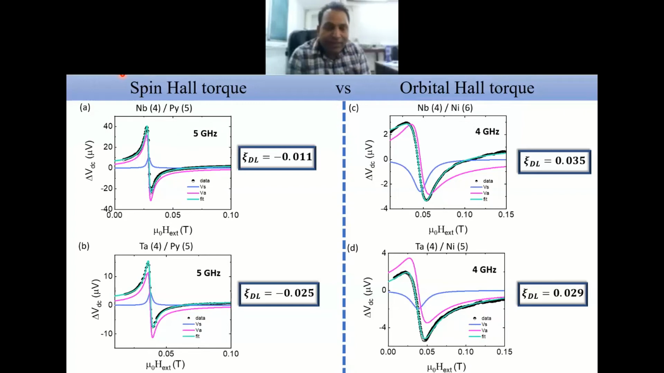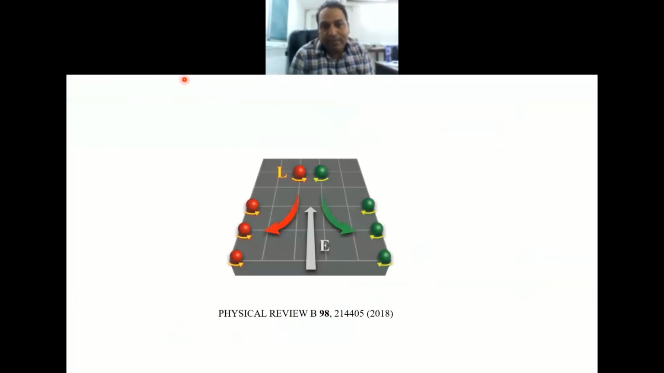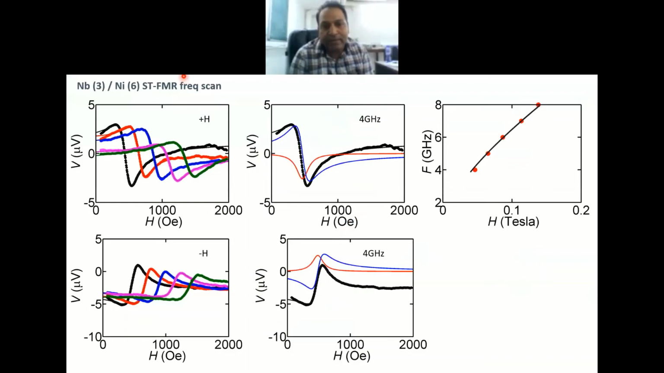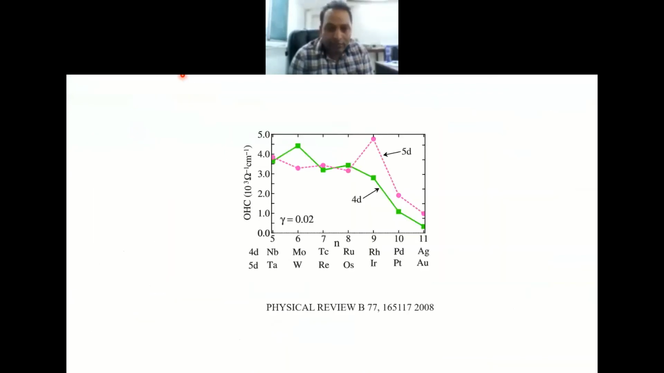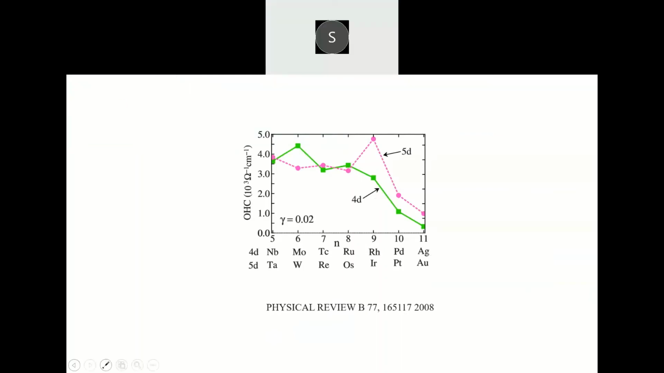Actually, I have the same question as Professor Murli, because how do you conclude that this is orbital Hall effect? Because the measurement is the same, the niobium is the same. There should be a way to exactly estimate or conclude that this is the orbital Hall effect. Yeah, okay. So I would like to cite some theoretical papers.